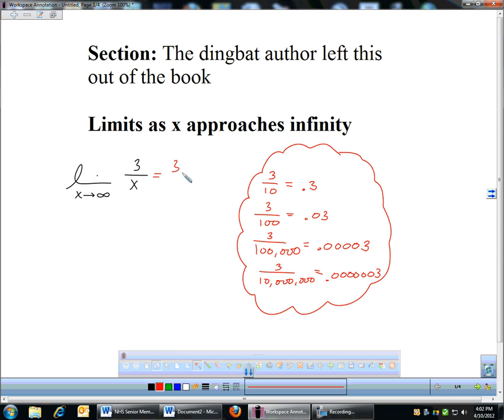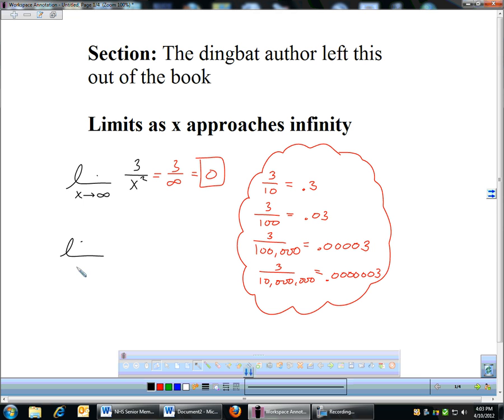So if I plug in infinity, in the world of limits, 3 over infinity is going to equal 0. Or any number over infinity, if it's 2 over infinity, or even 3 over x squared, when I plug in infinity, that's still going to be getting really big on the bottom. So any number over infinity is 0.